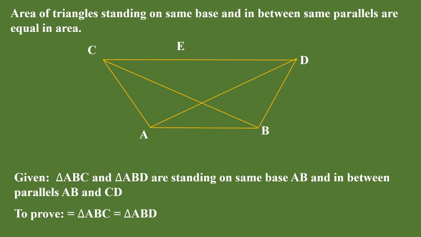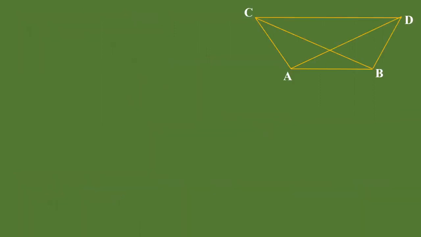Now what we need to prove here is that triangle ABC is equal to triangle ABD. I already told you that in order to prove this theorem, we have to use theorem number 2, where we proved that a triangle is equal to half of the parallelogram. That we already proved, so we are going to use that concept here.